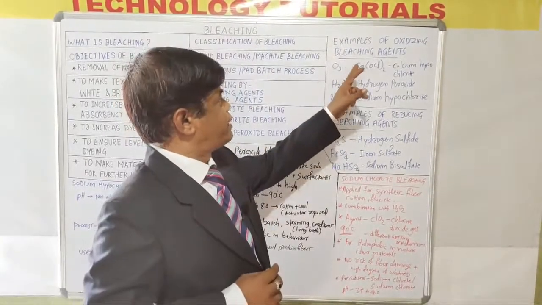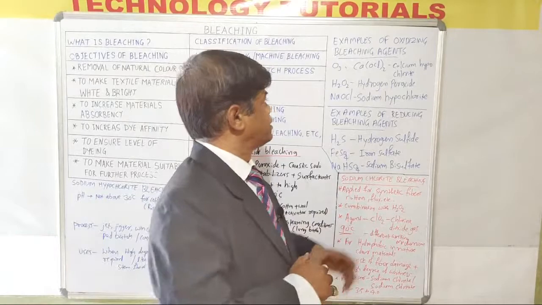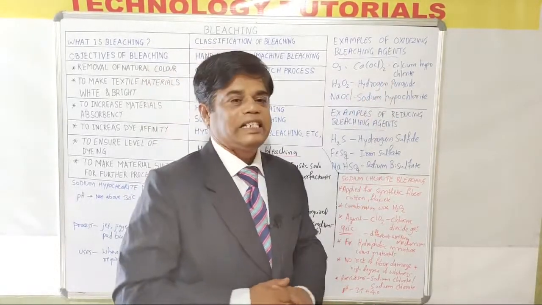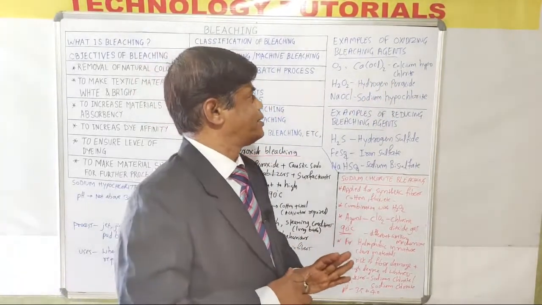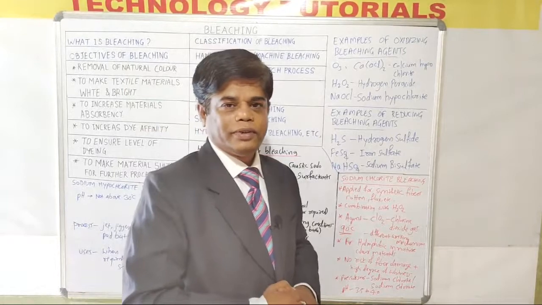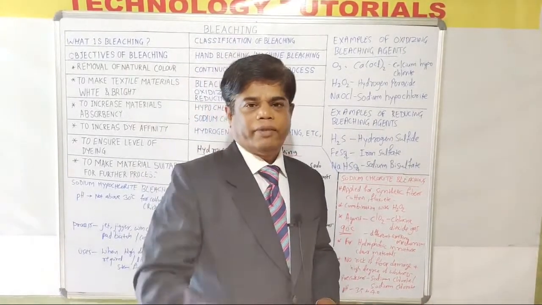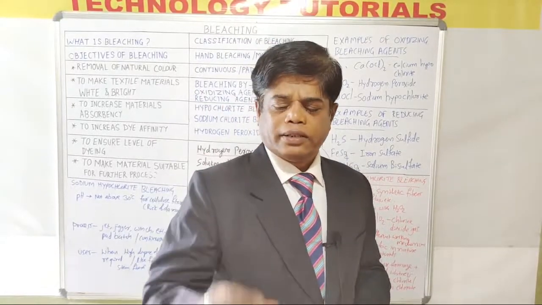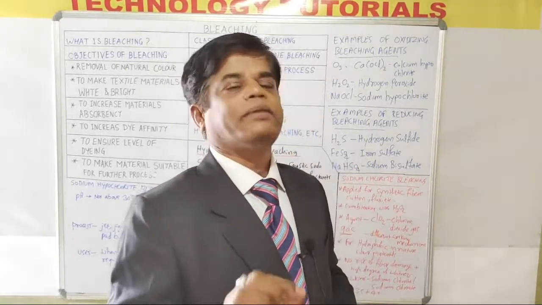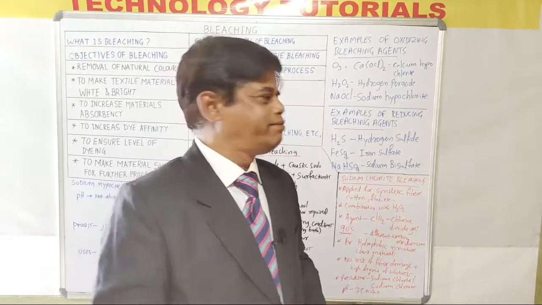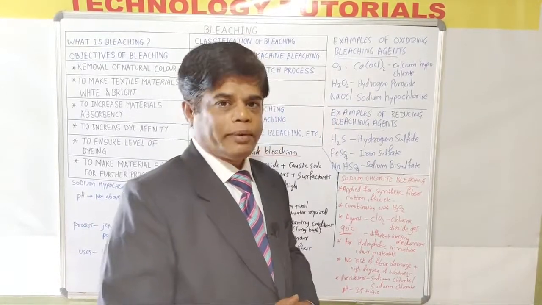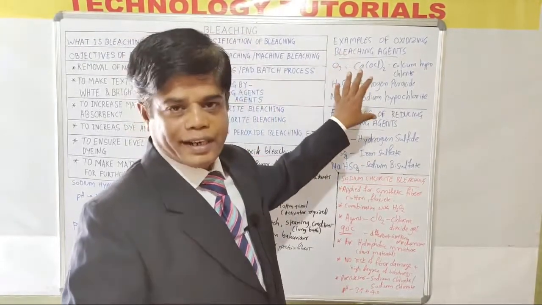For examples of oxidizing bleaching agents, what agents are used? One is ozone bleaching, which is different. Calcium hypochlorite, CaOCl2, is one of the oxidizing bleaching agents. The second one is hydrogen peroxide, H2O2, which is common. In any bleaching, whether synthetic or cellulosic, cotton, some amount of hydrogen peroxide is added. Hydrogen peroxide is a better one to remove colors. NaOCl, sodium hypochlorite, is also used. This is about oxidizing reaction bleaching.